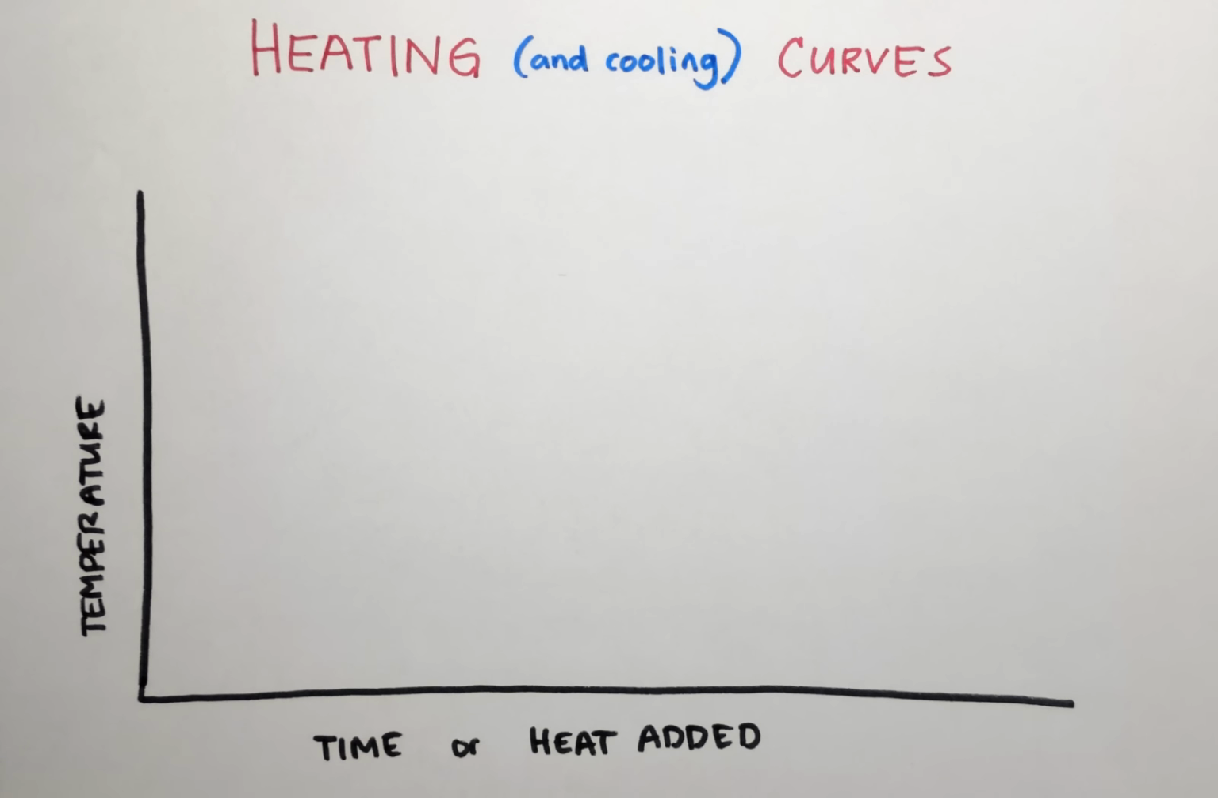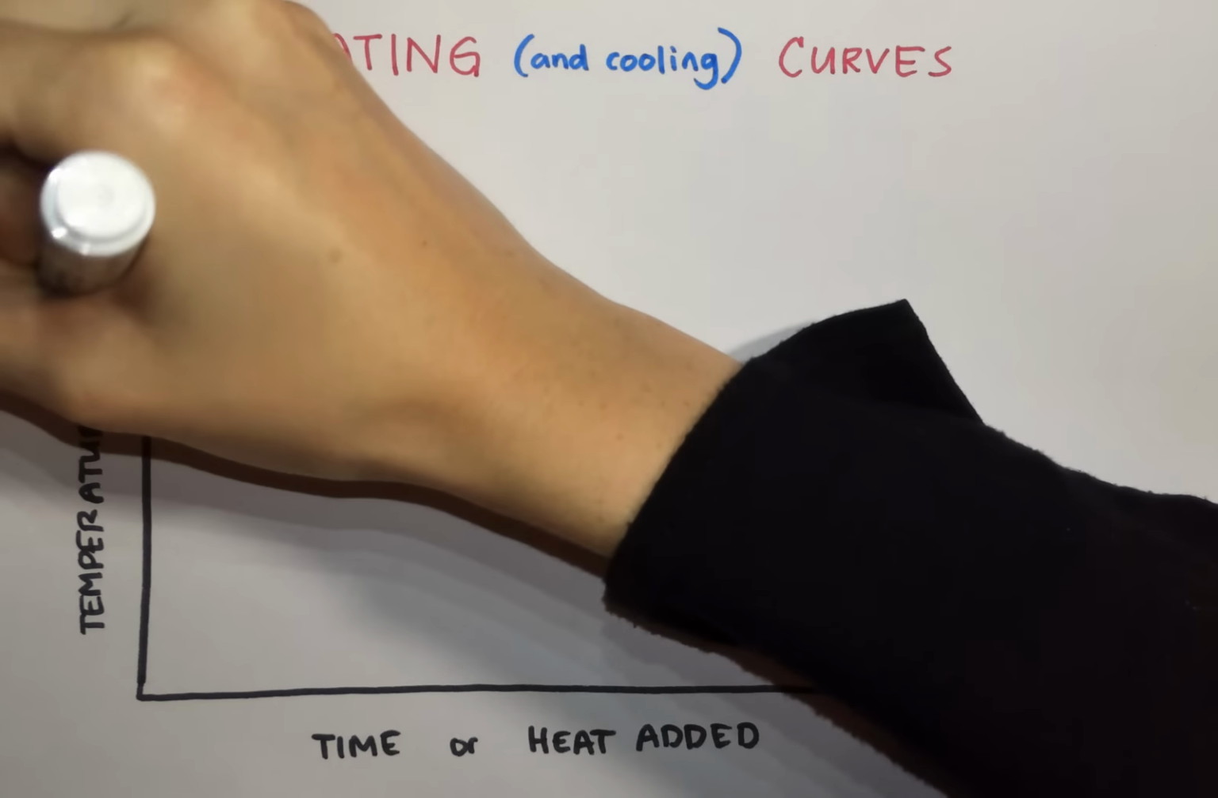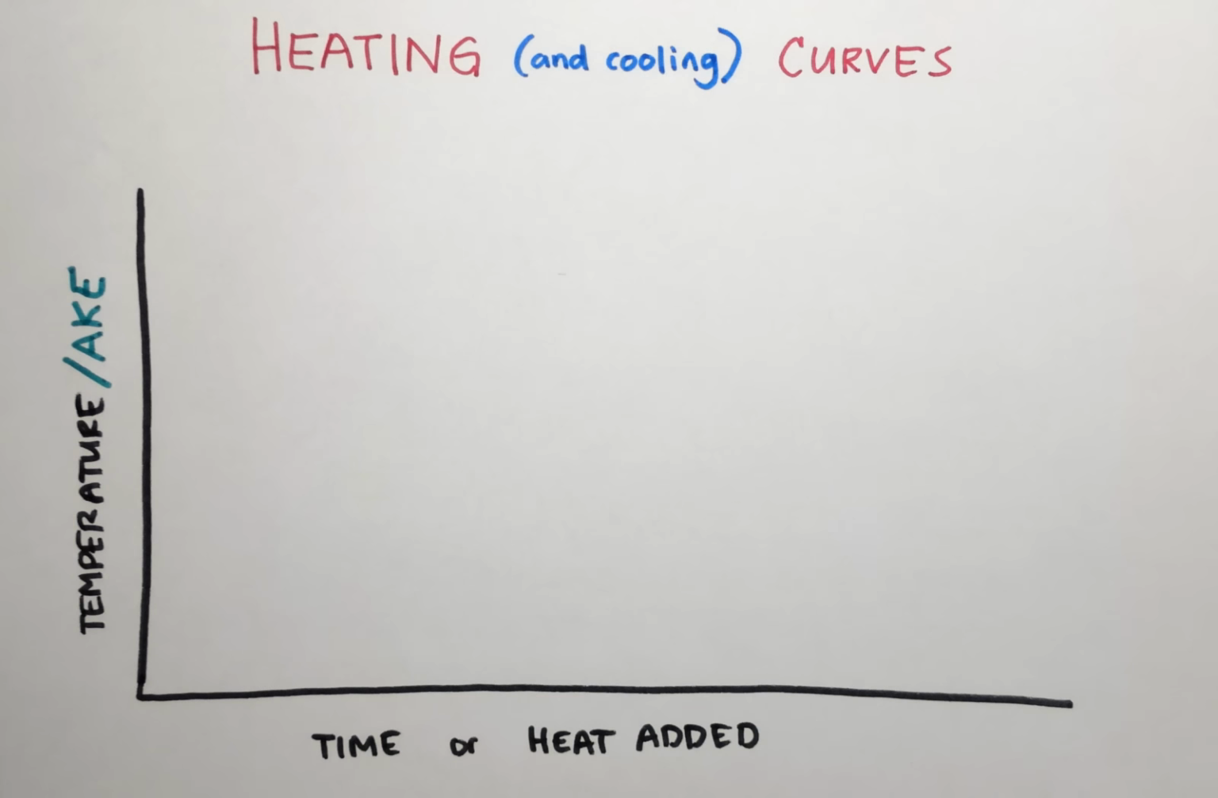Remember from our very first video of this unit that temperature is just a measurement of average kinetic energy. So I'm going to write it right in here on our y-axis to remind you that as we change temperature, what we're really changing is average kinetic energy. So these types of graphs are going to plot over time or as heat is gradually added to a substance, what types of changes are taking place.